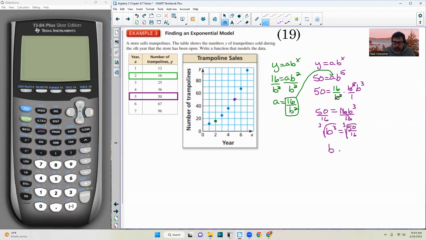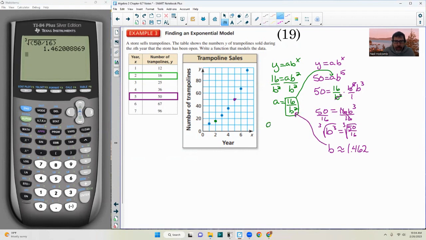And I'm going to get b is approximately, and I'm going to go over to my calculator. I want the cube root of 50 over 16. So I go to math, and cube root is 4. So there's the cube root of, and in parentheses, I'm going to put 50 divided by 16, and hit enter. And it's 1.462, which is close enough. So 1.462 is my b. Now that's going to go in over here.